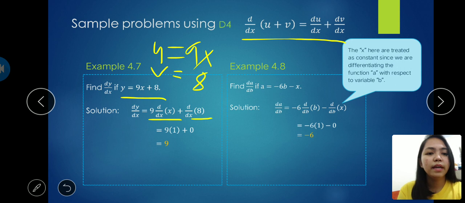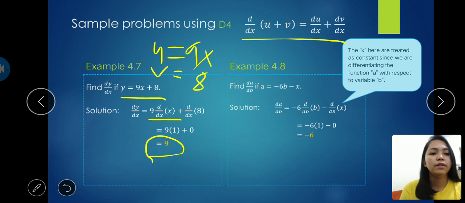Here, for the derivative of 9x, we just factor out 9 and then get the derivative of x alone with respect to x. So, that is equal to 1. Also plus the derivative of 8. So, 8 is a constant, therefore its derivative is equal to 0. So, simplifying the equation, we have 9 times 1 plus 0 is equal to 9. So, we have the final answer.